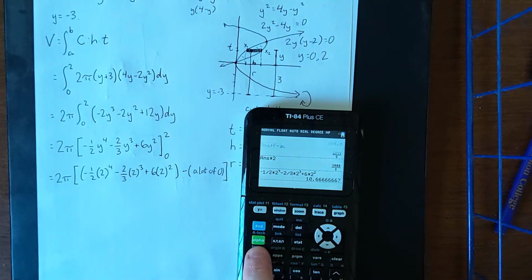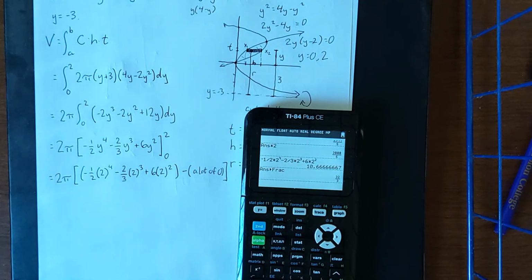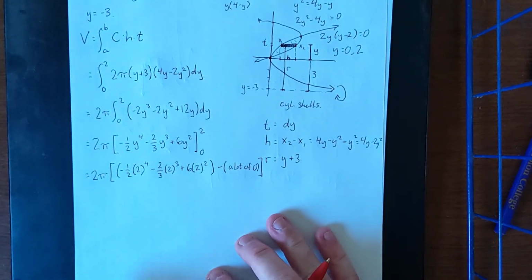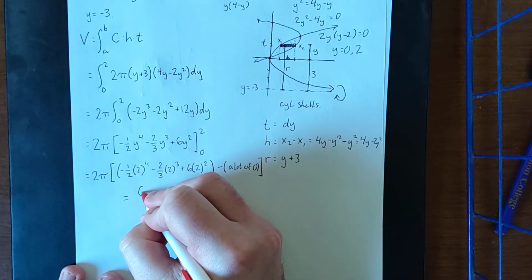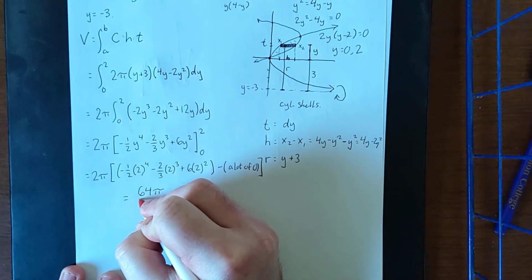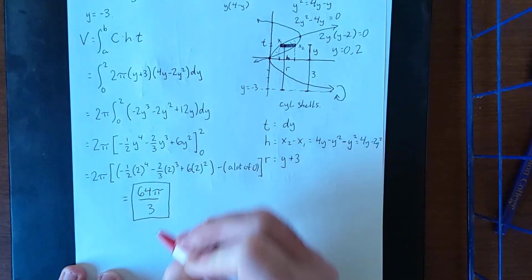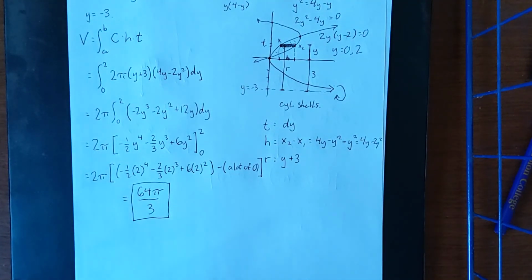We see that this will give us 32/3, which we are then going to multiply by 2 pi. This one I feel like I can handle without the calculator. 32/3 multiplied by 2 pi is going to give us a final answer of 64 pi over 3. That'll be our final answer for this volume of revolution using cylindrical shells.